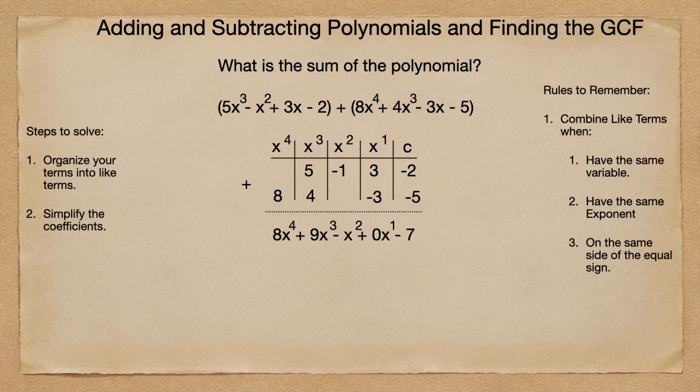Now we can just simplify. The only one we can get rid of is that 0. We don't need it. And we also don't need the exponent of 1, so it's just going to be left as x. We bring everything else down to become 8x to the fourth plus 9x cubed minus x squared minus 7.